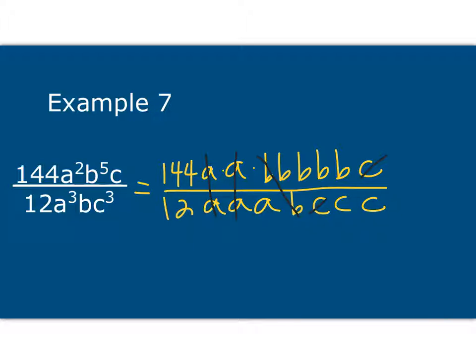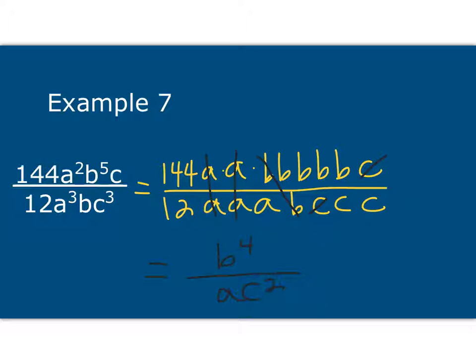So now we look at what we have left. On top, I see 1, 2, 3, 4 b's that we didn't cross off. So that means we have b to the 4th. On the bottom, I see 1 a. We don't have any b's left because we crossed off the only one that was there. And I see c times c, so we have c squared.